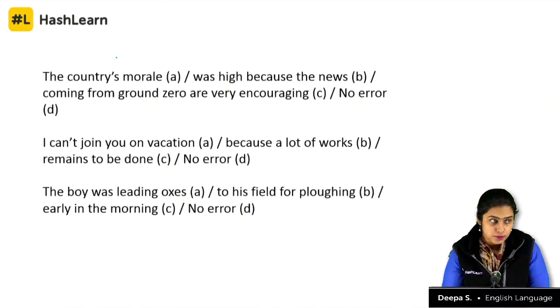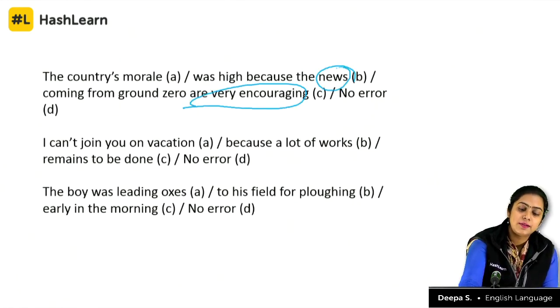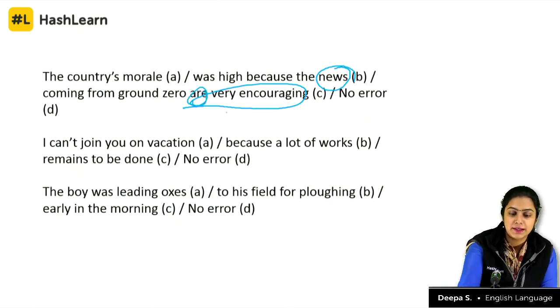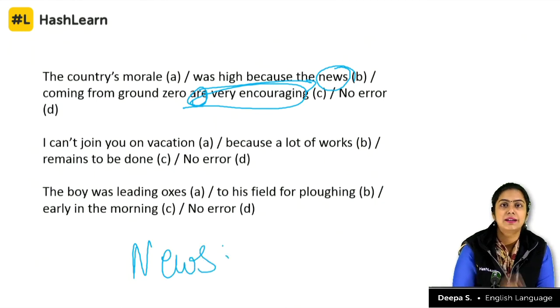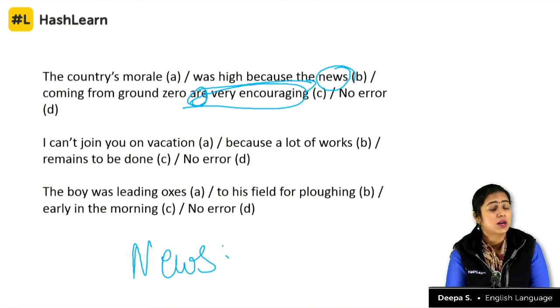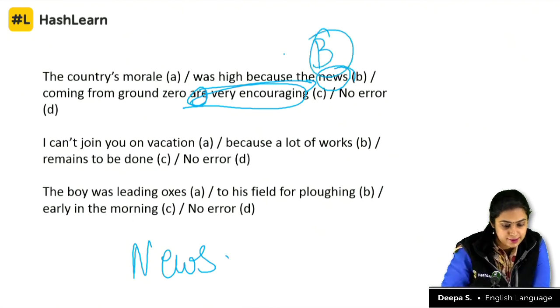Three more questions. The country's morale was high because the news coming from ground zero are very encouraging. Okay, so the noun associated with this verb here is news. News is always singular. What is the evening news, you say? What are the evening news? Makes no sense. Okay, so here again, B is your answer.